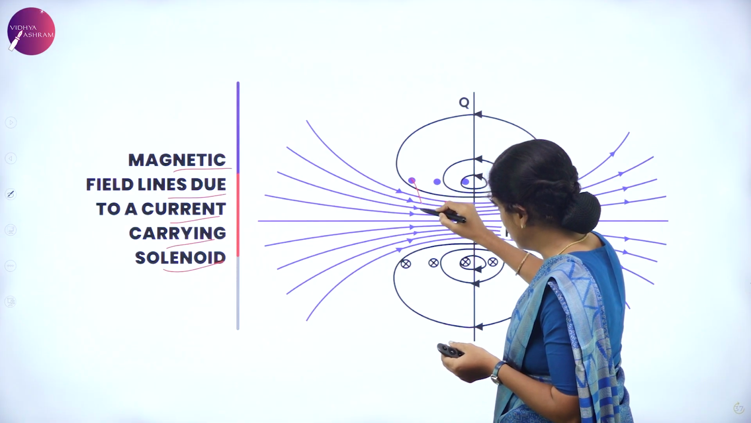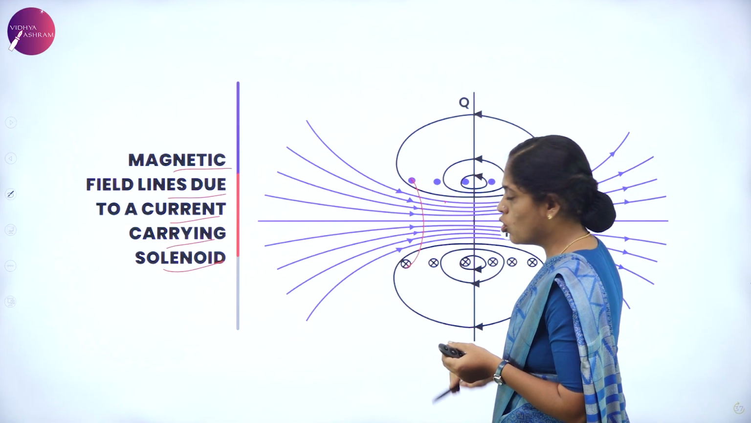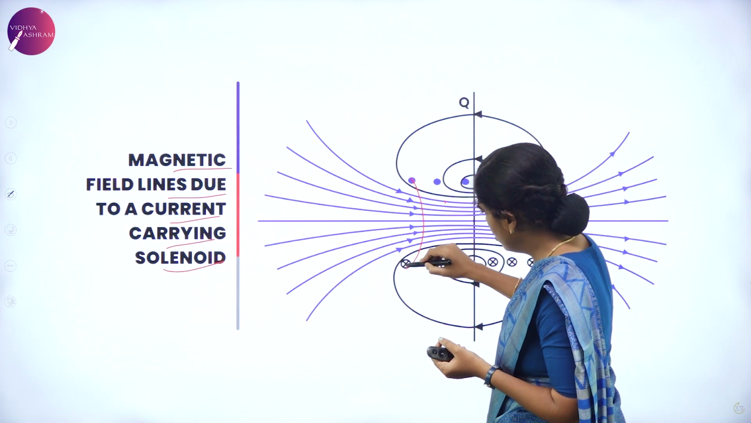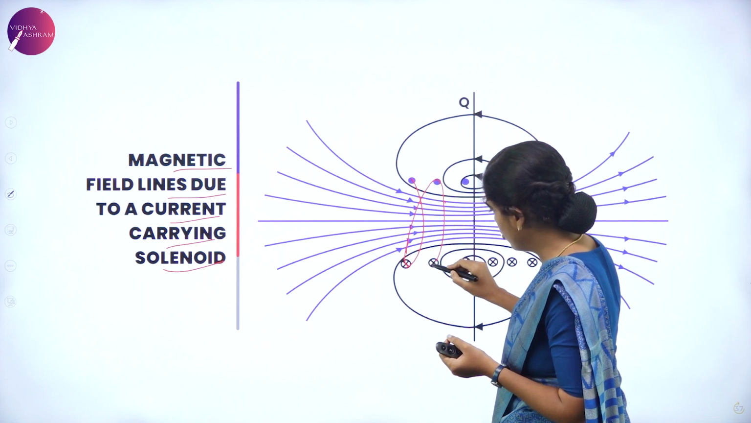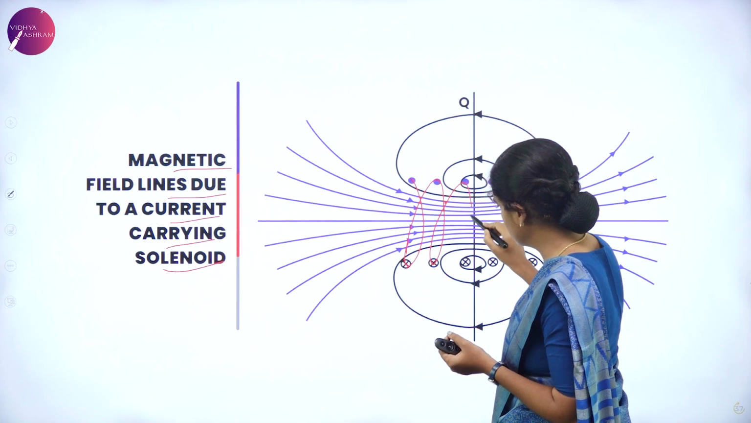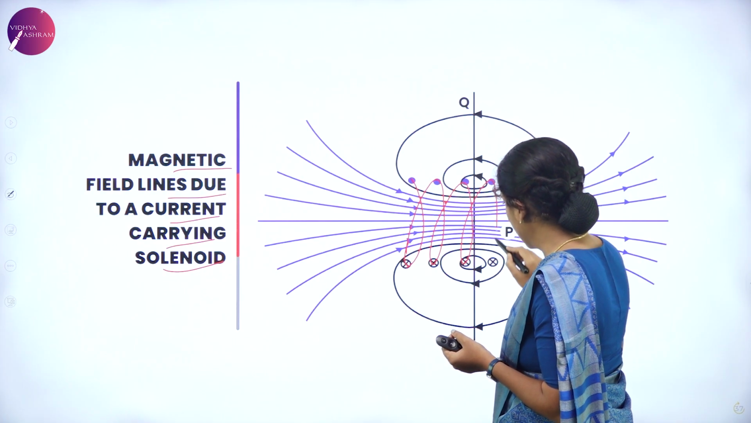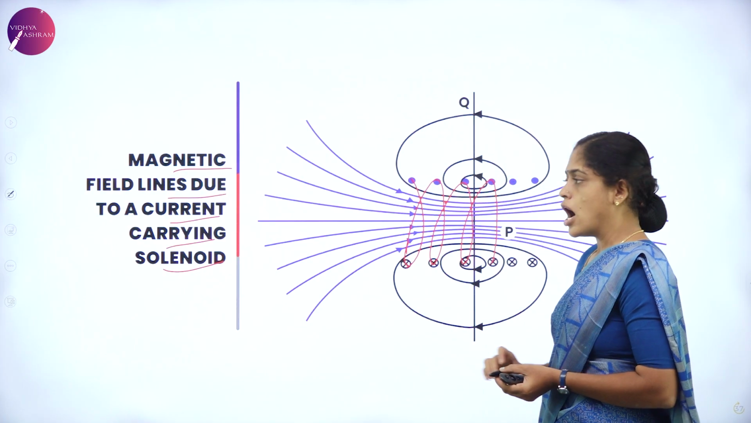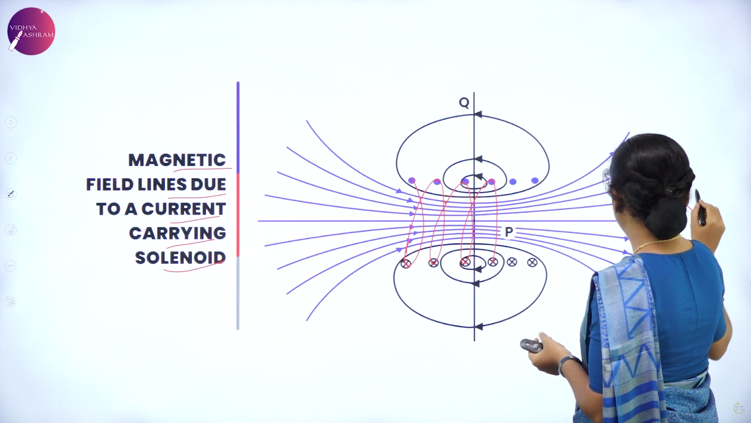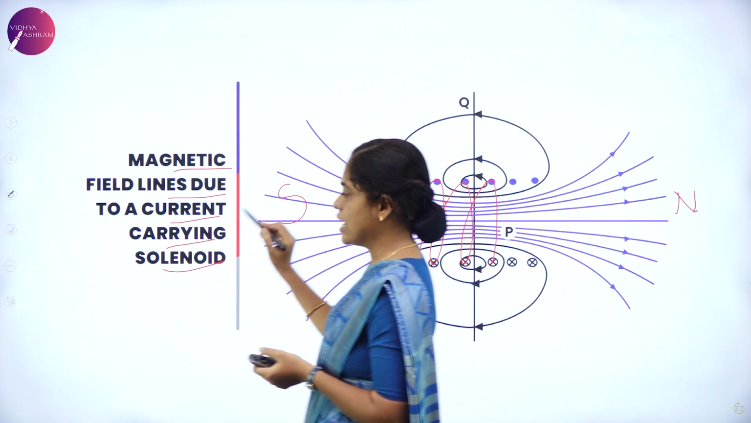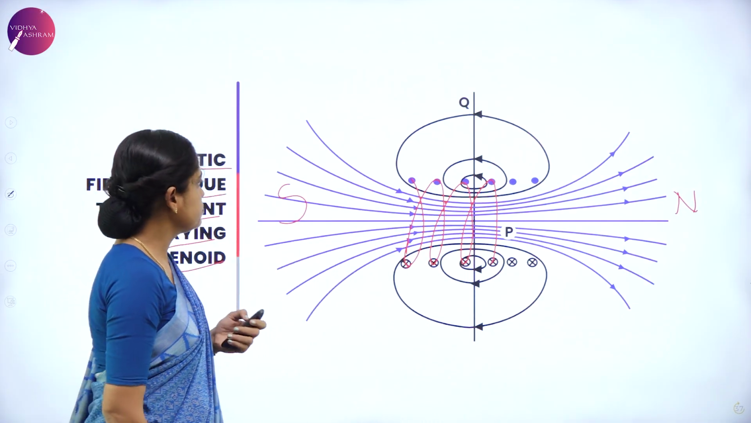From here it comes out and goes into the coil. The next turn of the coil comes out and goes into the next turn of the coil. Like this, the current flows around, and the magnetic field direction is as shown in this picture.